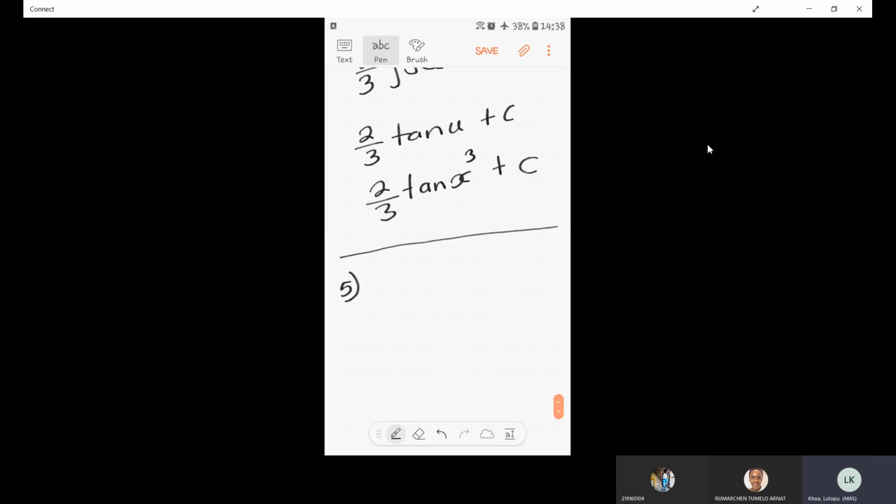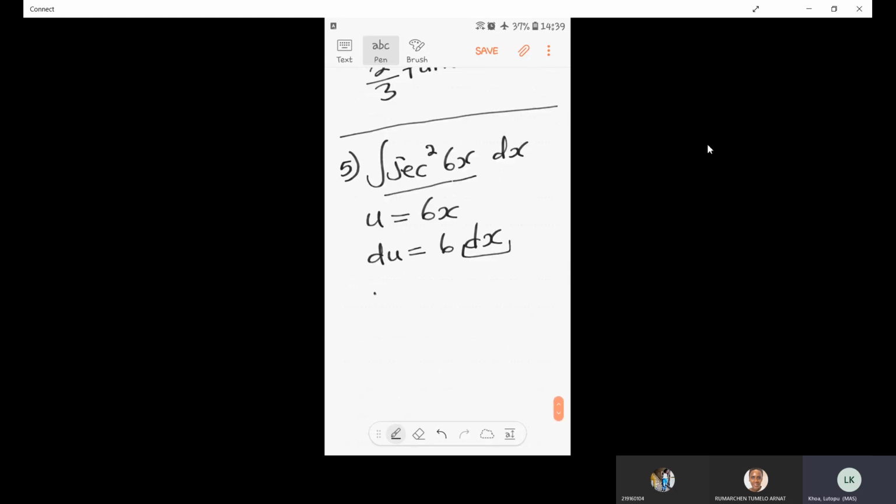Number 5, the integral of sec squared 6x dx. Okay, so again, similar, and let u equal 6x. Then du is equal to 6 dx. But over here, I don't have a 6 dx, I only have dx. So I'll divide both sides by 6. So I have 1 over 6 du, which is equal to dx.